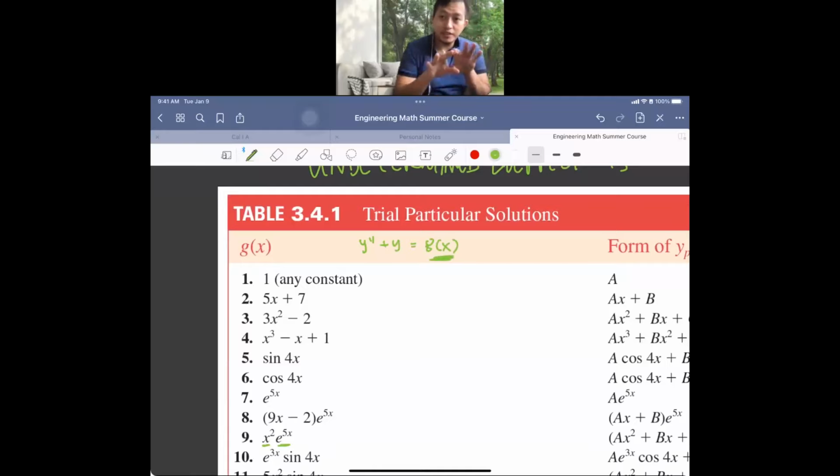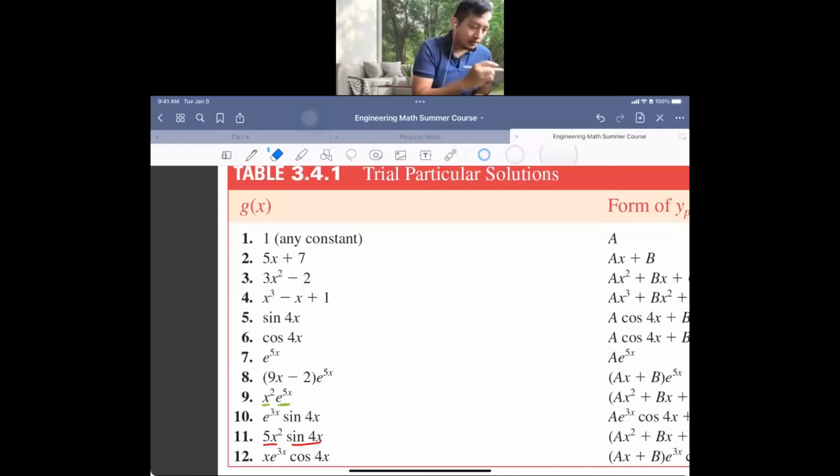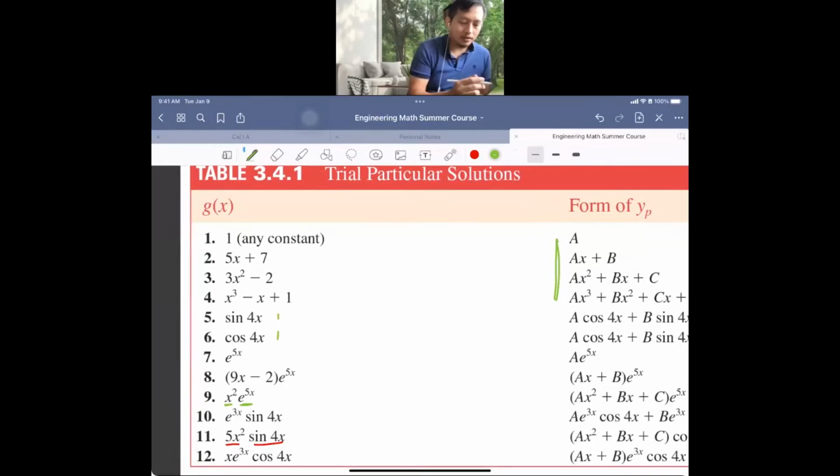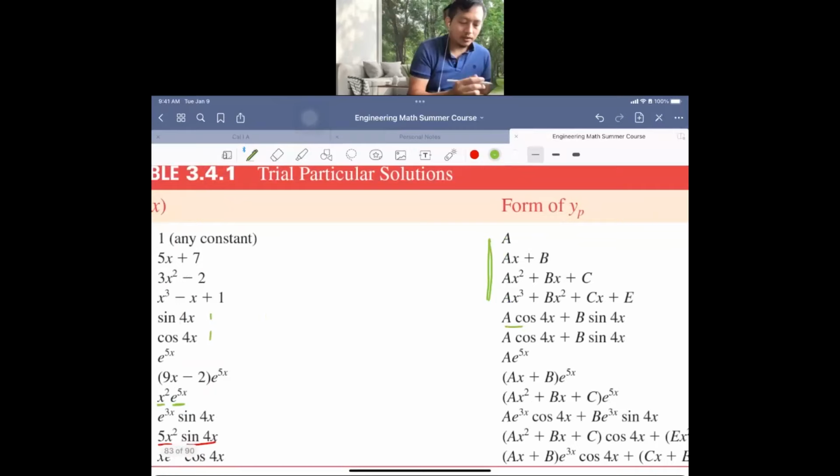So first, rearrange your equation. Make sure you put g of x on the right side, and then you can look at the structure. Now g of x can be many forms. For example, if you have a constant, a linear equation, or a polynomial in general, we can take it based on the polynomial's degree. If we have trigonometric like sine or cosine, we can make it into a cosine of x plus b sine of x. Both need to be included. So sine and cosine, you need to have both in the particular solution.